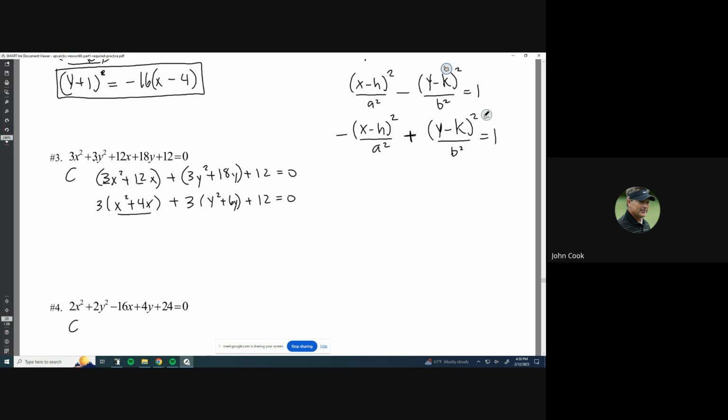Then I'll complete the square here. So I get x plus 2 squared. And complete the square here. So I get 3 and then y plus 6 divided by 2 is 3 squared. And then plus 12. And to keep things equal, I need to remember to multiply that extra factor out. So I get 2 squared, 4.